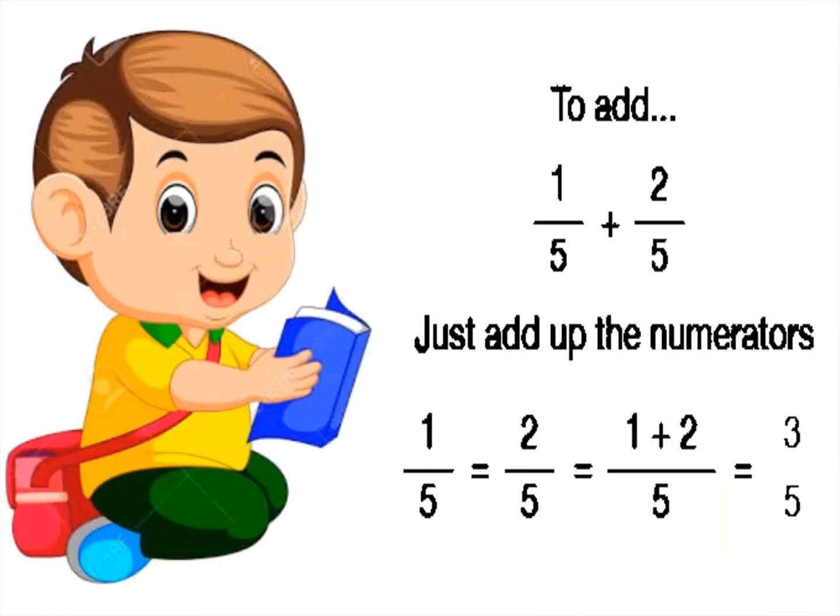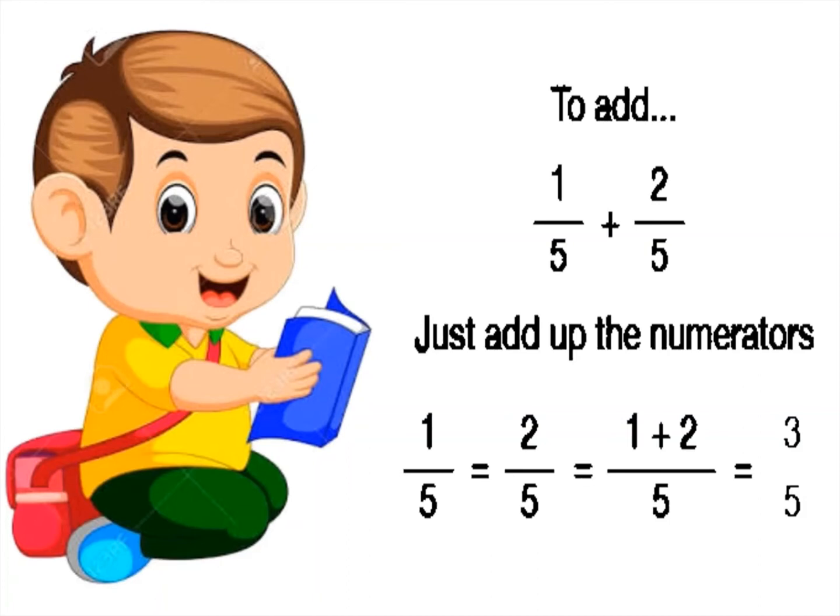Here's an example to add. Look at this fraction carefully. 1 upon 5 plus 2 upon 5. Look at these very carefully. The denominators, the numbers downside the fraction, are the same. That is 5, 5. So we can say this is a like fraction. Okay, for like fractions, we will add the numerators as they are.